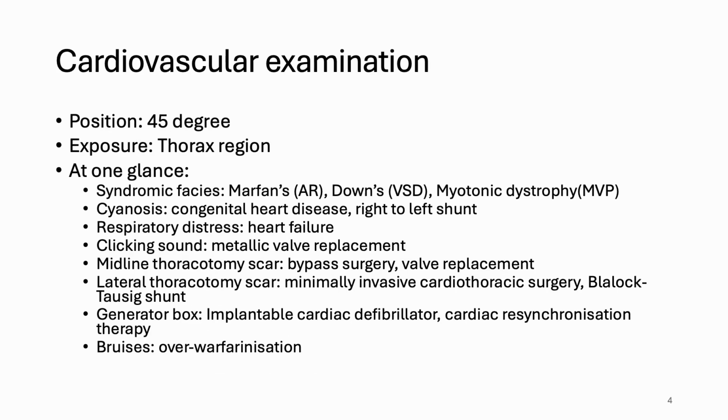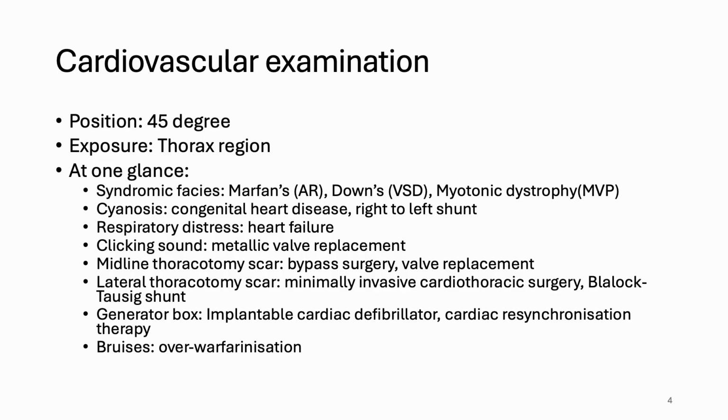To begin the cardiovascular examination, you would position the patient at 45 degrees on an examination couch. The exposure should include the thorax region. At one glance, you should screen for syndromic faces. Marfan syndrome would hint at aortic regurgitation, and Down syndrome is linked with ventricular septal defect. Patients with myotonic dystrophy would be linked with mitral valve prolapse.